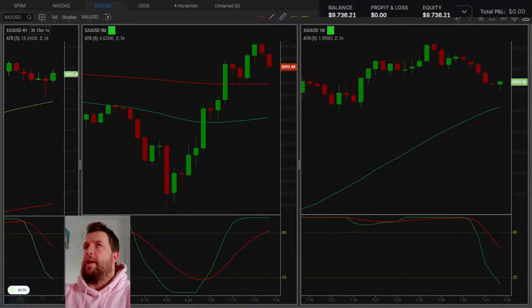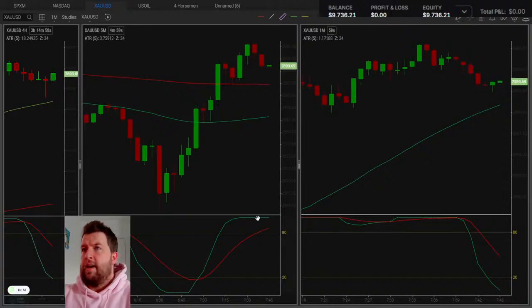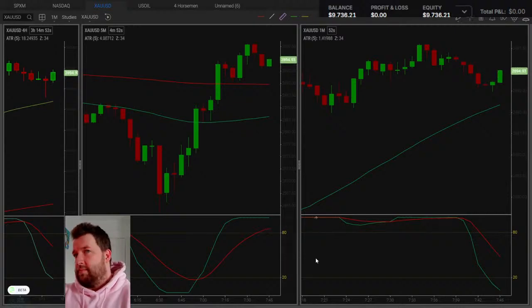Alright, I was keeping a close eye on that for a second there. If this candle had posted with this starting to bend down, then we would have gone for a short trade.